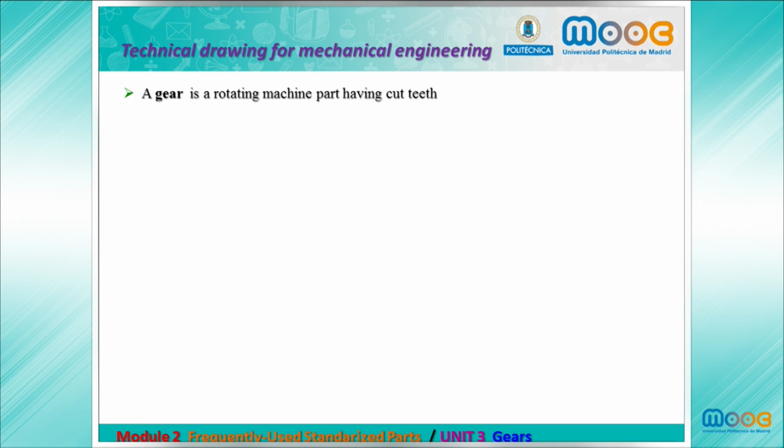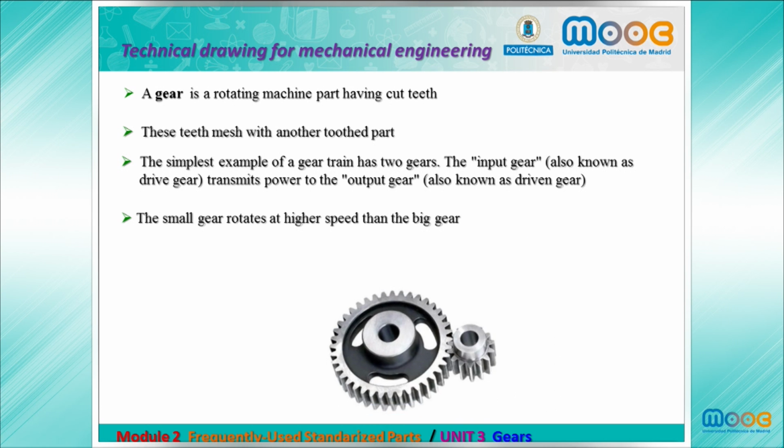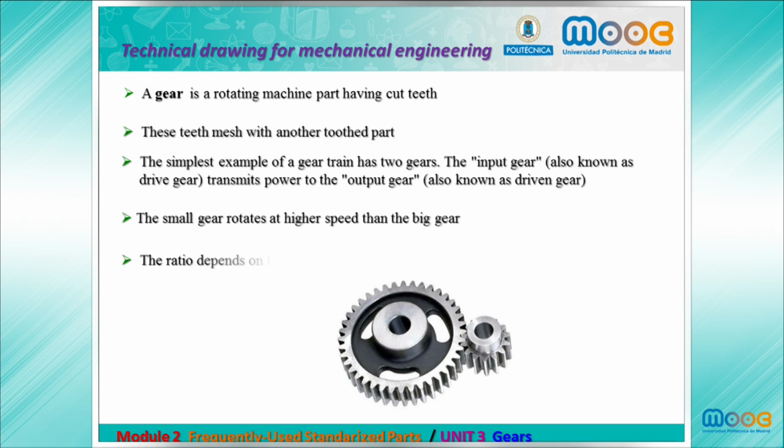A gear is a rotating machine part having cut teeth. These teeth mesh with another toothed part. The simplest example of a gear train has two gears. The input gear, also known as the drive gear, transmits power to the output gear, which is the driven gear. The small gear rotates at higher speed than the big gear. The ratio depends on the sizes of the wheels, that is, diameter and number of teeth.